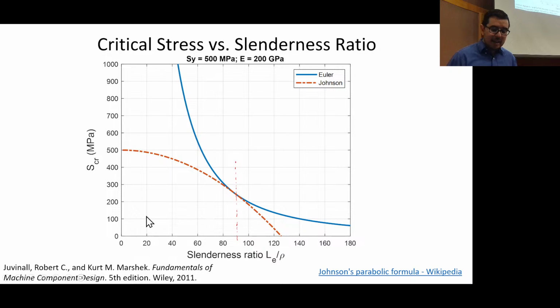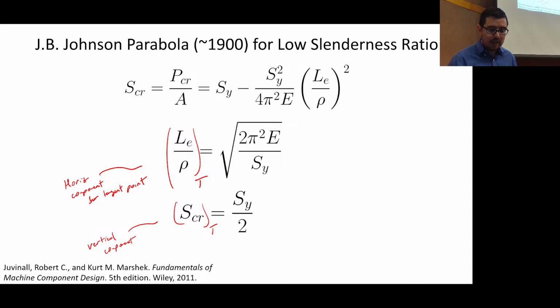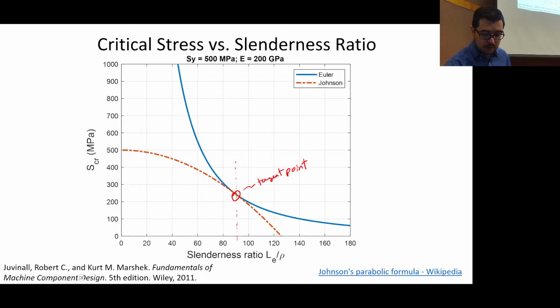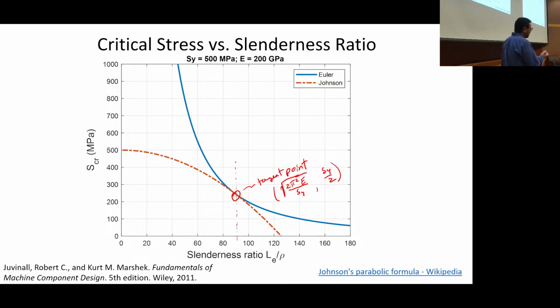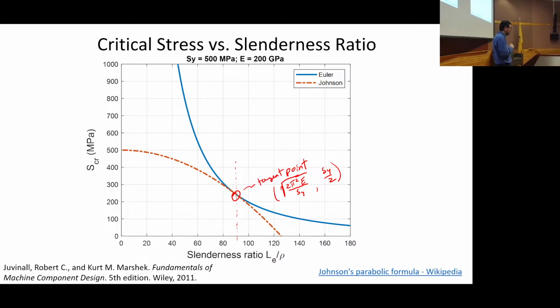So if you're to the left of this critical tangent point, so this is what we call the tangent point, okay, and we said, okay, it's got this equation, square root of 2 pi squared E over SY, and then this comma, and this one's actually easier to remember, it's just the yield strength over 2. So you see the yield strength of this material is 500 megapascals. This is happening at exactly 250. My circle may not be in the exact right spot, but it is 250 megapascals.